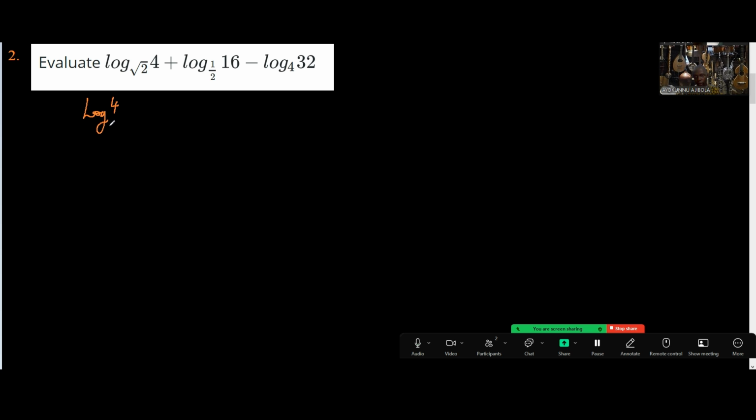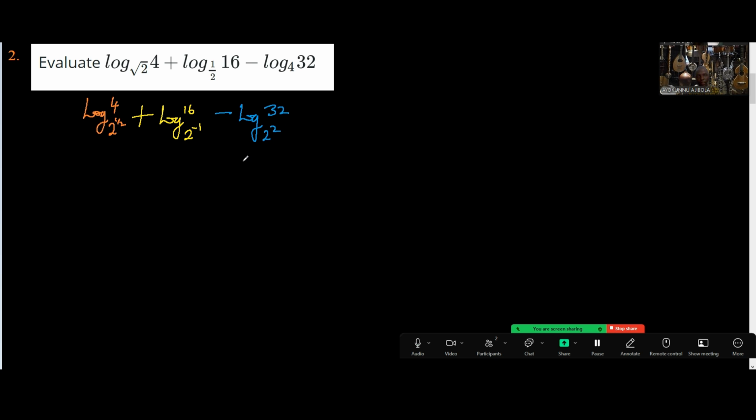Log 4, base 2 raised by half, because 2 raised by half is the same as square root of 2, okay? Yes, sir. Then plus log 16, base 2 raised by negative 1. 2 raised by negative 1 stands the same as 1 over 2. And the third one, minus log 32, base 2 raised by 2.